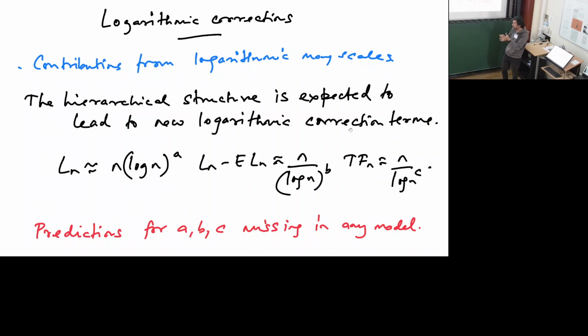So in physics, even in the physics literature, there are some experimental studies, but there are no concrete predictions about what these exponents ought to be.